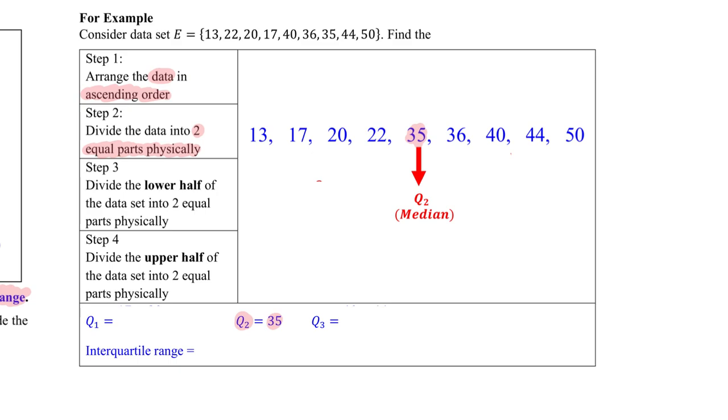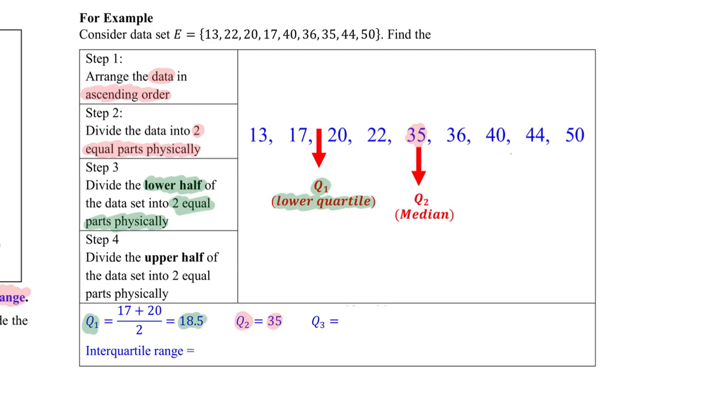So let's move on to divide the lower half of the data into 2 equal parts physically. But this time round, do take note that it is actually right in the middle, meaning there are 2 numbers on the left and 2 numbers on the right. Then how do we calculate this lower quartile Q1? Well, we just have to add 17 and 20 and divide by 2. That will give me the Q1.